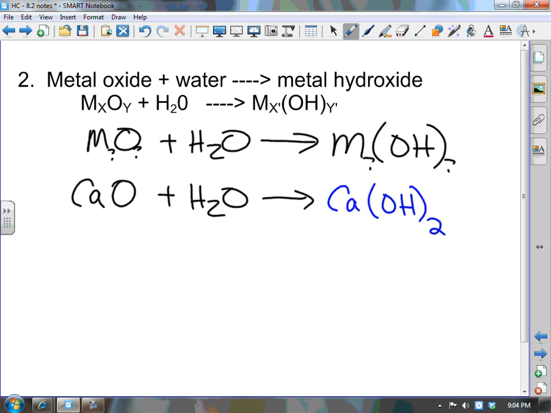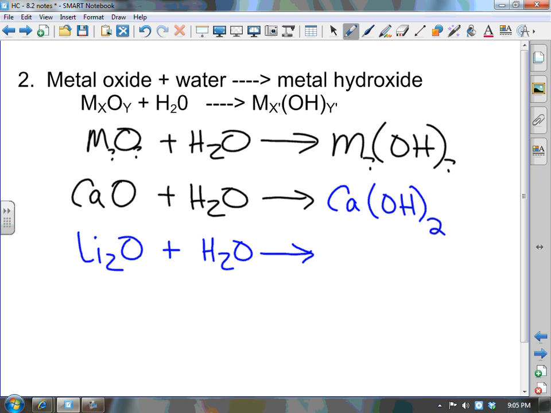Always after we write the formula, we always have to balance. We double check everything is balanced. Let's say lithium oxide. Lithium is a +1, oxygen's -2. We bond it with water, or react it with water. That lithium is going to bond with hydroxide ions.